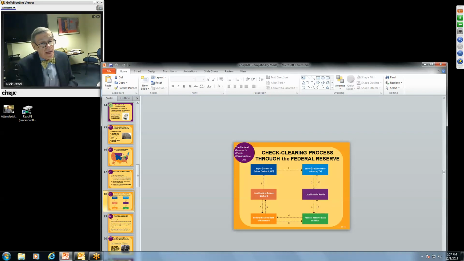So there are 6 steps. Notice here, well, there are eight steps. Notice here, 4 and 8 go back and forth between the Federal Reserve Bank and Dallas and Richmond. Now, Richmond may be the check clearing point, and then local bank in Quince Orchard 5 and 7, etc., and some other steps that you notice here.